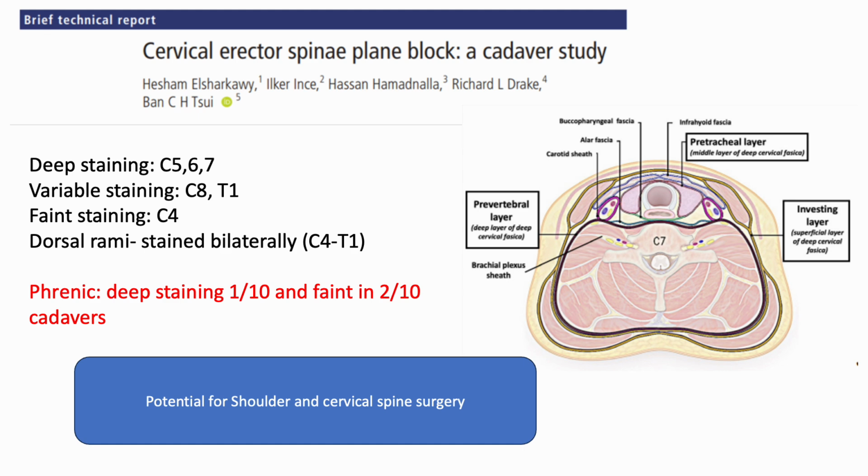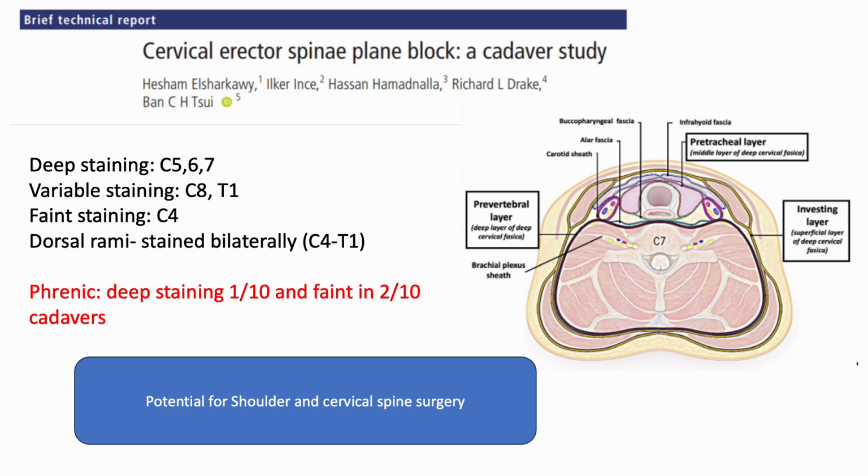This cadaver study performed by L. Sharkavi, looking at the spread patterns of methylene blue dye following a cervical erector spinae plane block performed at the level of C6 or C7 with 20 milliliters, demonstrated that there is deep staining of the brachial plexus roots C5, C6 and C7 with variable staining of the proximal, which is C4, or distal C8 and T1.